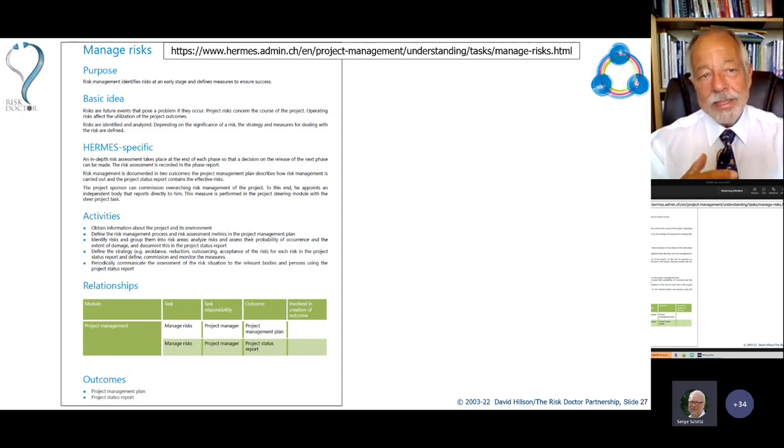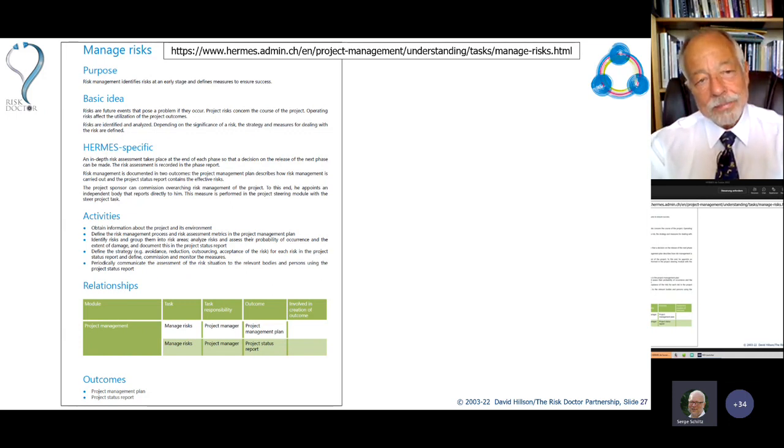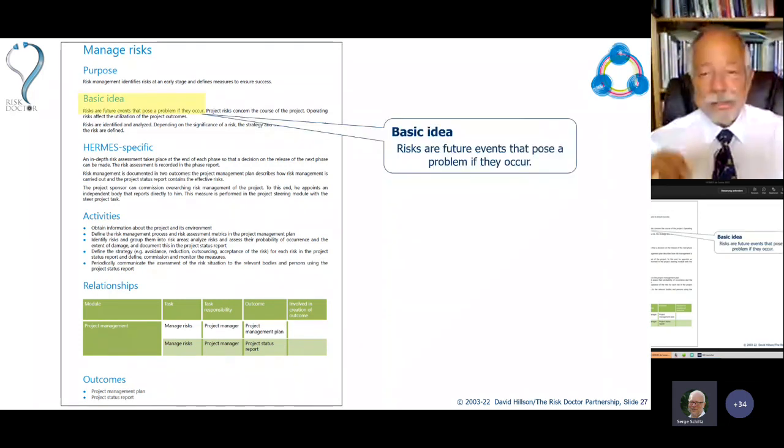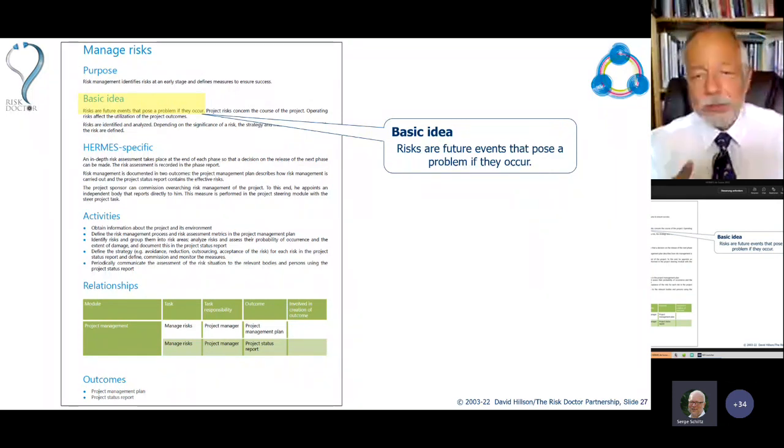And so here we find in Hermes just a very simple outline: purpose, basic idea, some Hermes specific aspects, activities, relationships, and outcomes. Let's start with the basic idea. What does Hermes say about risk? The basic idea is, risks are future events. It sounds about right. Risks are future events that pose a problem if they occur.